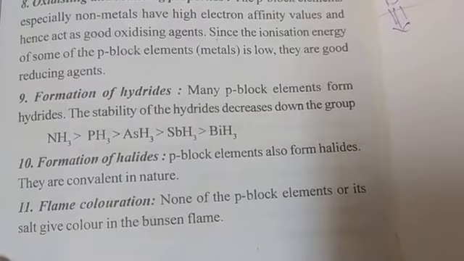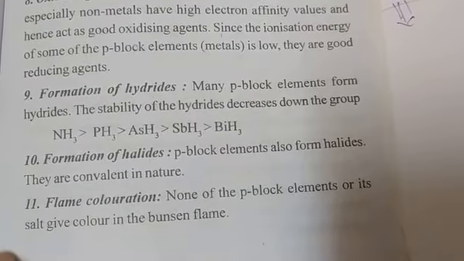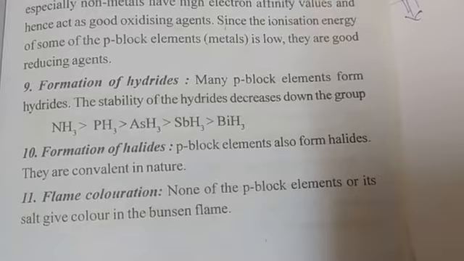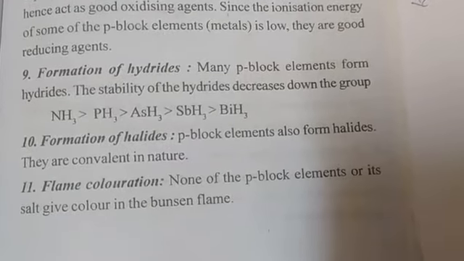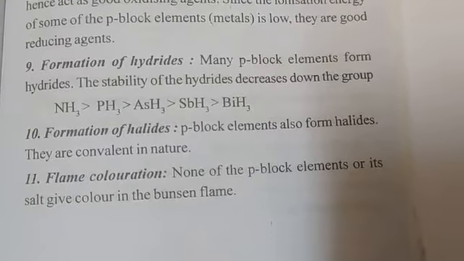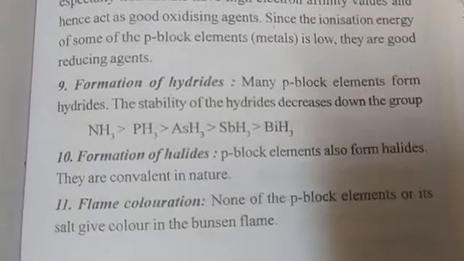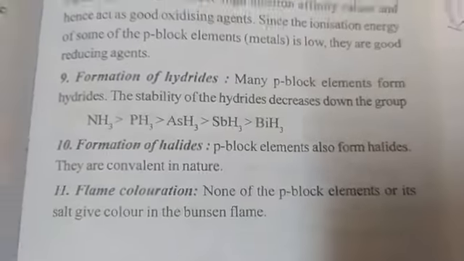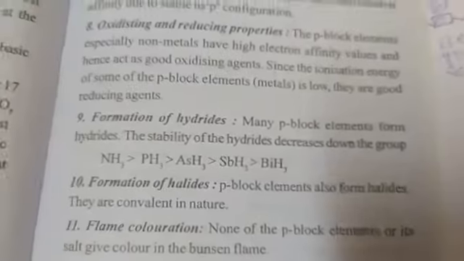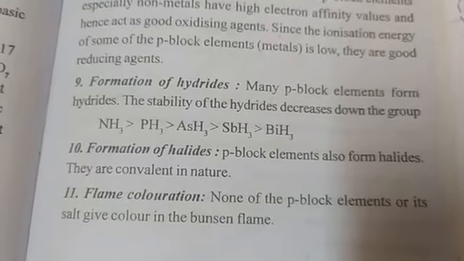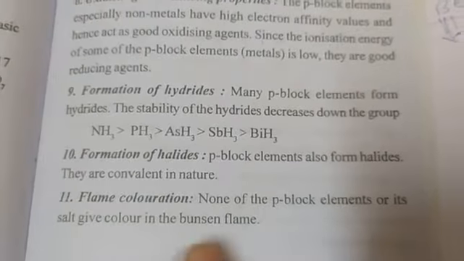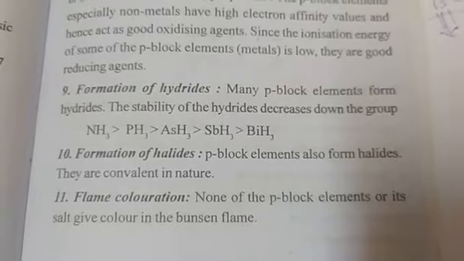So next, formation of halides. Halides are easily formed, and the formed halides are covalent in nature. So next, flame coloration. There is no characteristic color formation by the p block elements in the Bunsen flame. The p block elements do not produce any color.